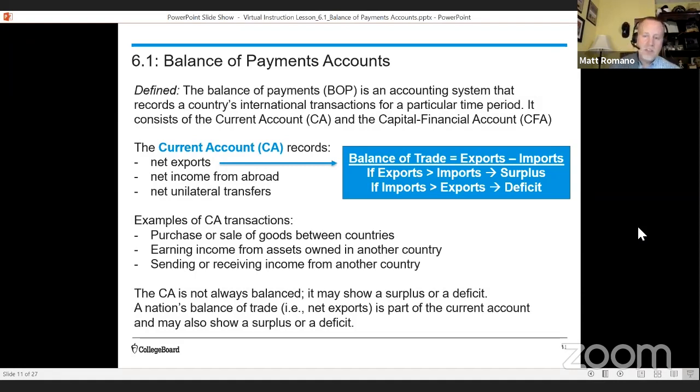If imports exceed exports, then you have a balance of trade deficit. So when you see in the news talk about the United States trade deficit, it means that in the United States, we're importing more goods than we export. We're going to come back to that in just a moment to talk about the implications of that on the overall balance of payments, because it does have implications. But before doing that, we need to look at the other side.